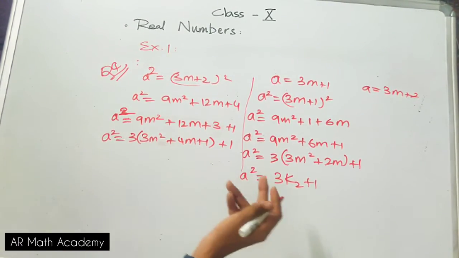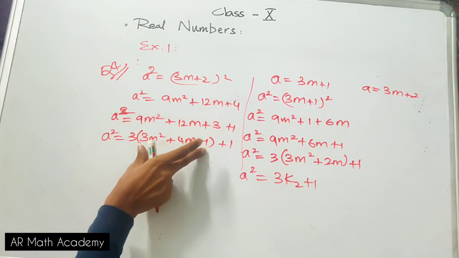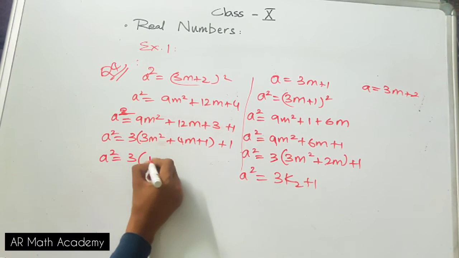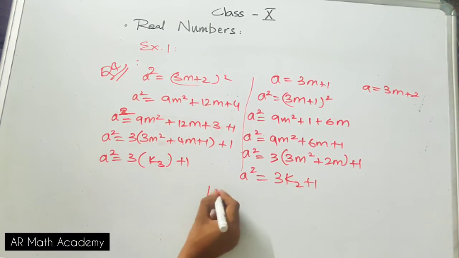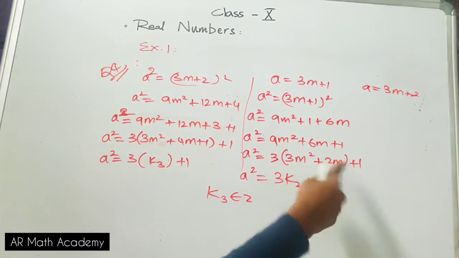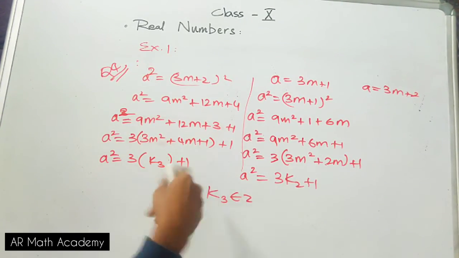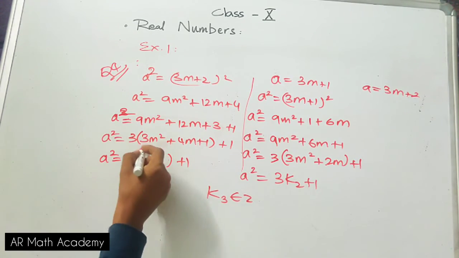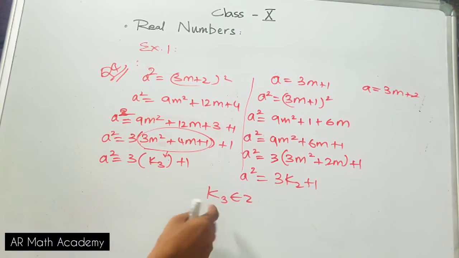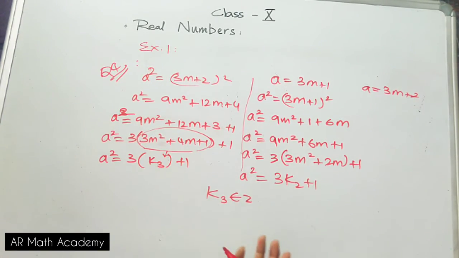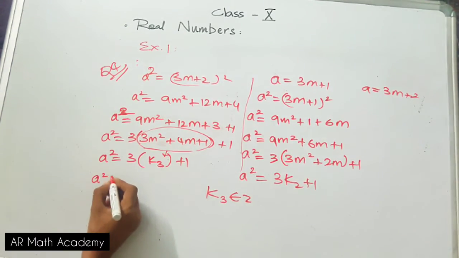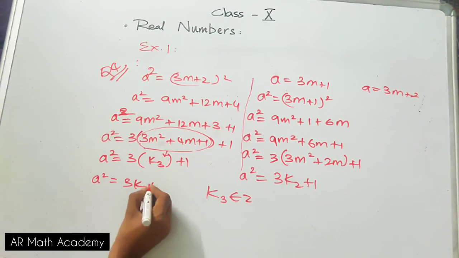So you know what I'm going to do? I'm just taking this as a constant. So a square is equal to 3 times k3 plus 1, where k3 also belongs to the integer set. I've told you already, right? 3m square plus 2m is also an integer. So 3m square plus 4m plus 1 must also be an integer. So I'm replacing this whole thing with k3, where k3 is also an integer. Depending upon the values of m, the values of k3 also differ. So I'm just replacing this whole expression with k3. Now a square is finally equal to 3k3 plus 1.